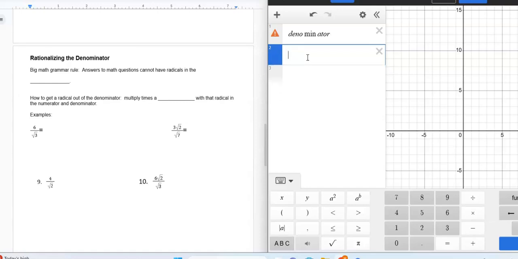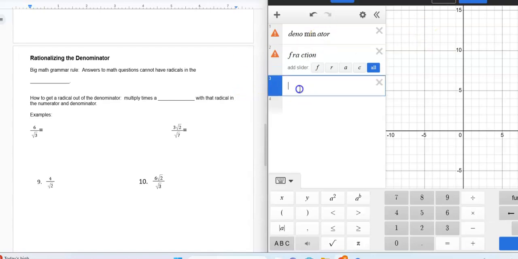Whoa, that's weird. It like disappears. A fraction with that radical in the numerator and denominator. Okay, so here's what that question says. It says 6 divided by the square root of 3. Okay, so that is what that says.